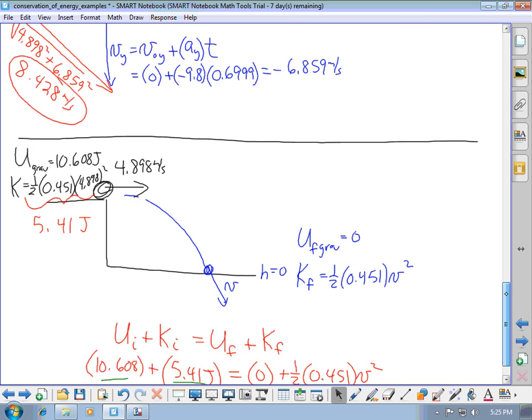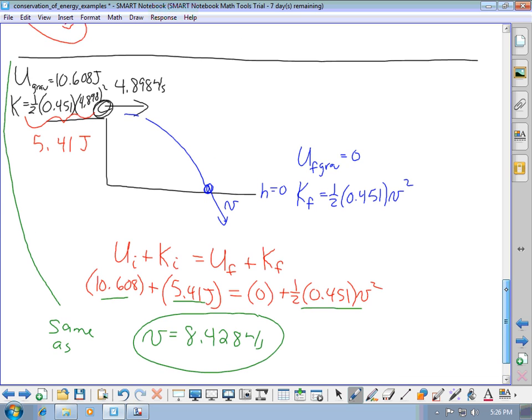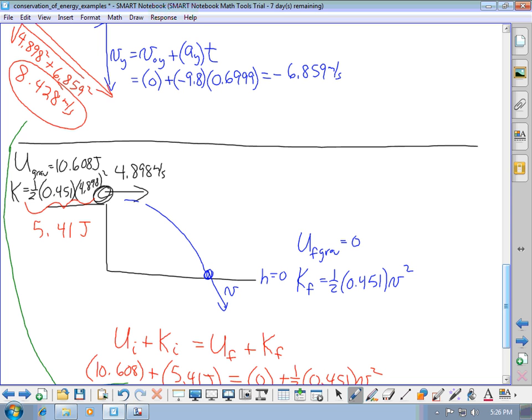So either method would be okay for solving this. This is the same as up here. It doesn't matter which method you use. You can either use conservation of energy or you could use kinematics. Because you already had everything set up for kinematics, it would make the most sense to use kinematics.